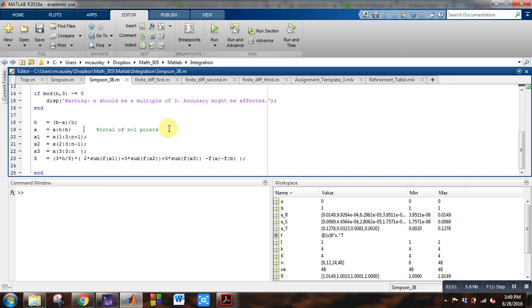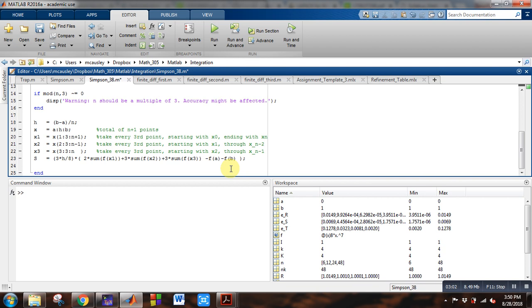Total of n plus 1 points. Alright, and then here, take every third point, starting with x0, ending with xn. Alright, that's what the x1 is doing. And it turns out that x2 and x3 are doing the same thing. They're taking every third point, here starting with x1, and ending with, well, what would this be? This would really be xn minus 2. Let's make this English. Okay. And then finally we're going from x2 through xn minus 1.